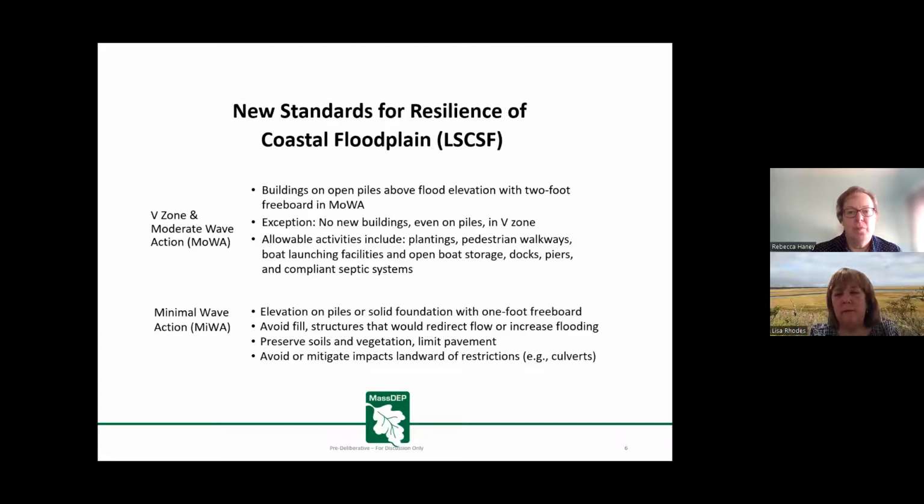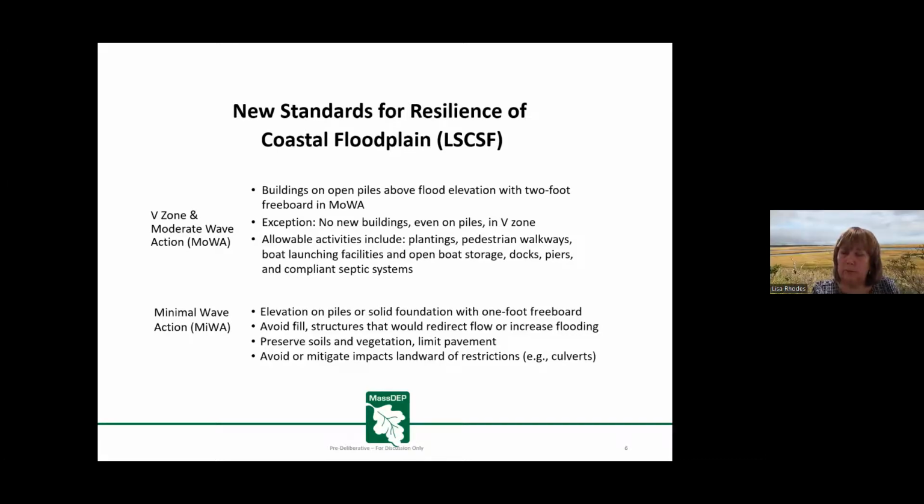So if your project is in a V zone or a moderate wave action zone, which are the two most seaward zones on that cross section, and this is for new development, I'm only talking about new development now, not redevelopment. For new development, buildings would need to be on open piles above the base flood elevation with 2-foot freeboard in the MOA zone. We are proposing no new buildings, even on piles, in the velocity zone for new development.